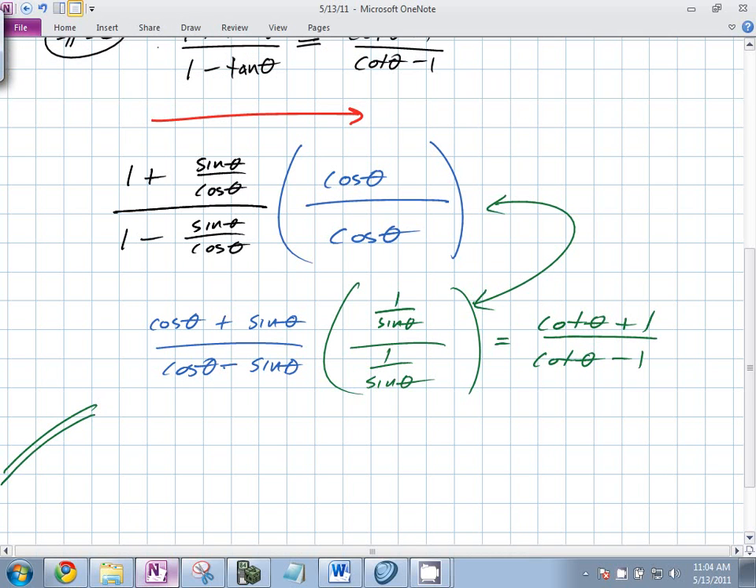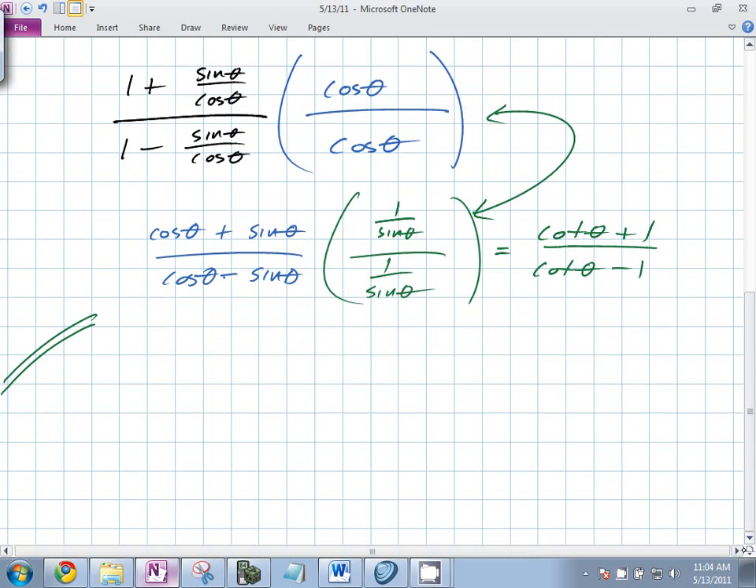Next, 33, I think it was. Was it 33? Sine theta over sine theta minus cosine theta. So someone who hasn't spoken up yet, can someone tell me what's a great thing to do to this first? Or which should I go from, left to right or right to left? Someone raise their hand and I'll call on them. What do you think? Left to right or right to left?